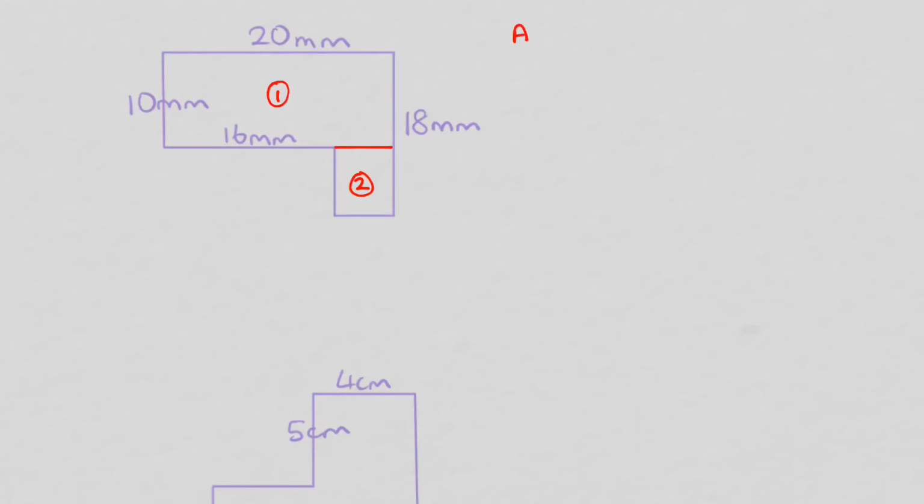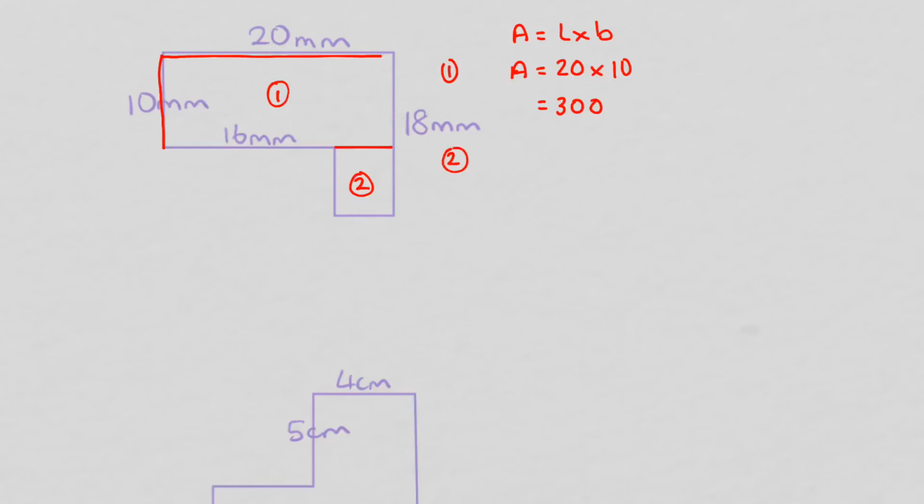Okay, so area is length times breadth because we're dealing with rectangles. So the length of rectangle 1 is, the length is 20 and the breadth is 10. So that's 300. I'm not actually going to put the units on just now. We don't need to include them till the end.